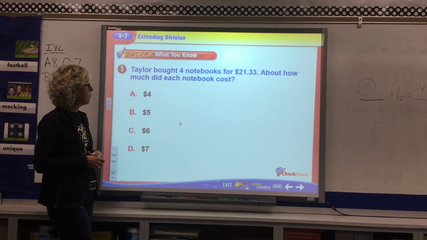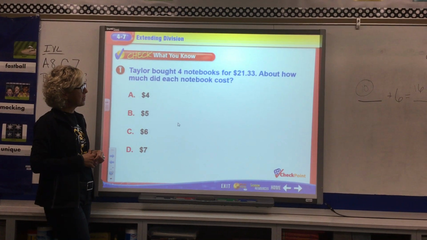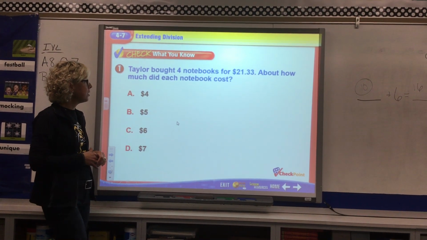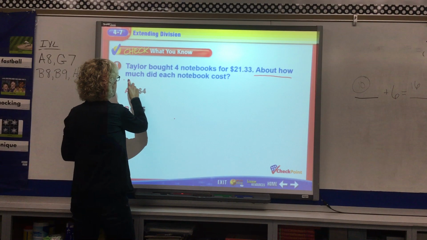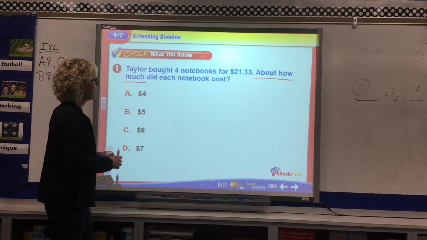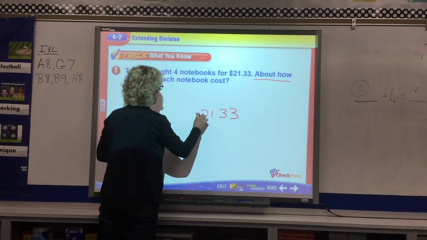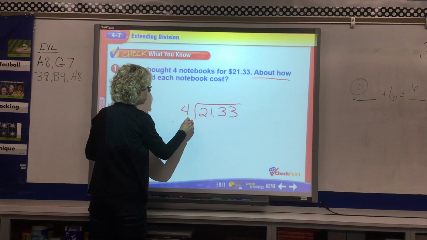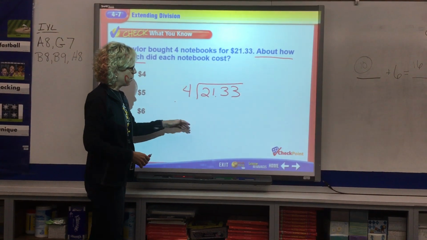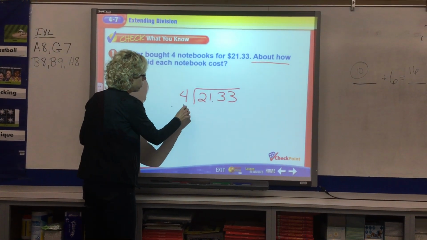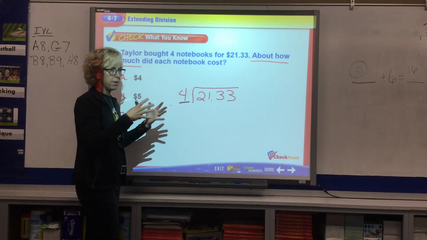Here's another problem. Taylor bought 4 notebooks for $21.33. About how much did each notebook cost? Again, "about how much" tells us that we are going to be estimating. So our original problem is really $21.33 with a divisor of 4. Now, when we're trying to figure out numbers that work well together, if you have 4 as your divisor, you want to think about multiples of 4, because you want this problem to be solved easily.